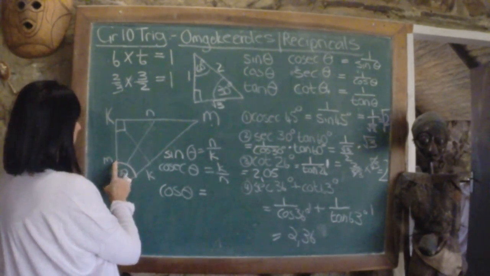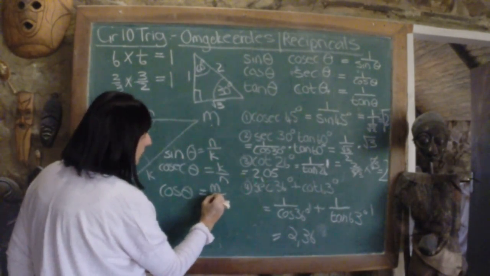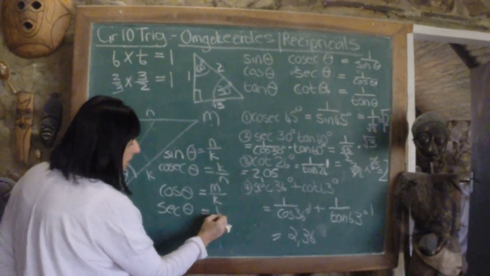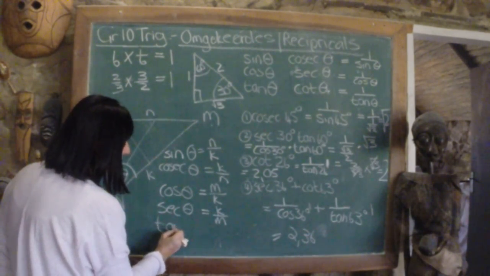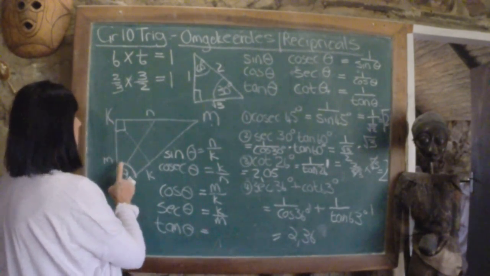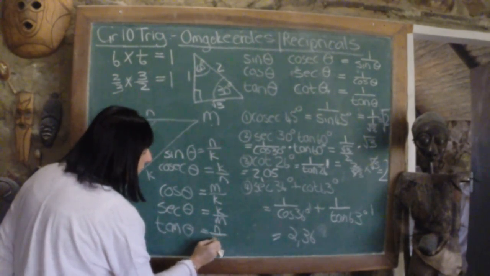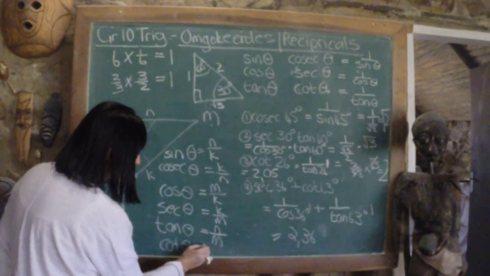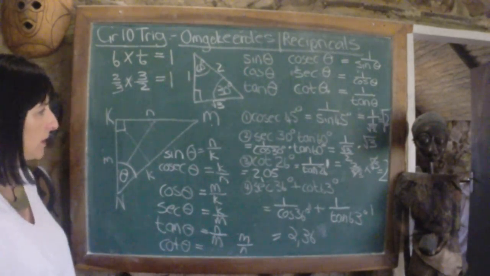So kom ons gaan kyk na die cos van theta. Cosinus of theta, it's the adjacent on the hypotenuse, m op k. So wat gaan sec dan wees? Sec van theta gaan die omgekeerde wees, k op n. So the last one, the tangent of theta. Hierso is theta, die tan van theta is oorstaande op aangrensend. So dis n op m. So if you want to get the cot of theta, it's gonna be m on n. Die teller en die noemer draai net om.